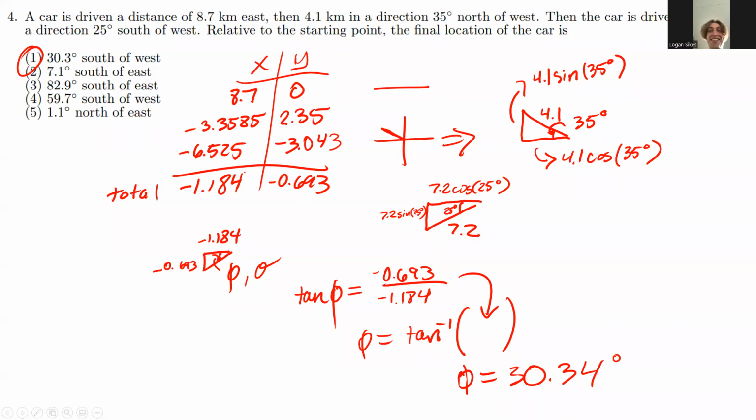If you go back, when you take the tangent of those values, you get something like 0.01, or did you get something else? Let me see. I got 0.693 divided by 1.184. They're both negative. So I got 0.585. And then if I do inverse tangent, I got 30.34. Yeah. Make sure you're in degree mode.